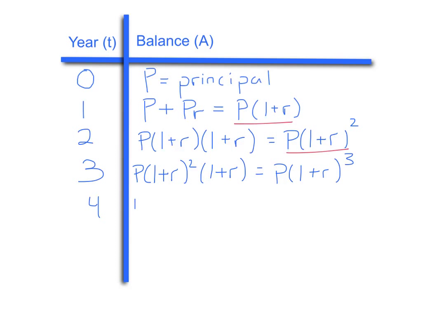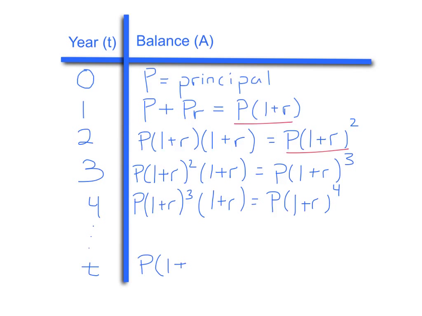And you should be seeing a pattern here, right? We've got 1 plus R cubed, 1 plus R to the 4th power. So after n years, or maybe we should say t years, we would have P times 1 plus R raised to the t. And notice that what we have is a variable in our exponent, which makes this an exponential function.